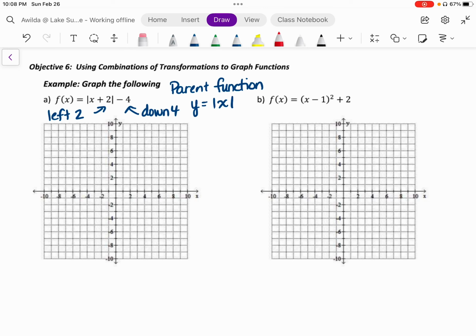Now I'm going to try to do this all in one graph. I know in the previous video we had different graphs for the different steps, but let's try to do all the work in one graph. First, I'm going to graph the parent function, y equals the absolute value of x. It looks something like this.